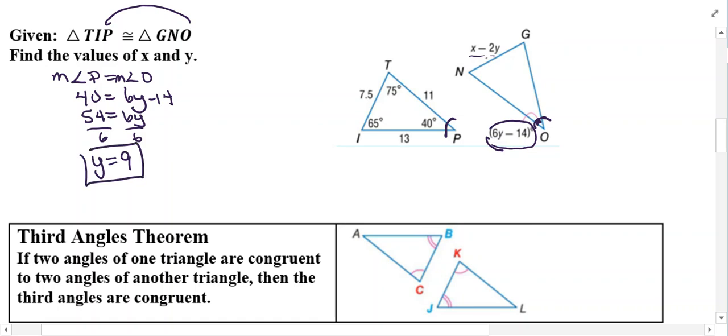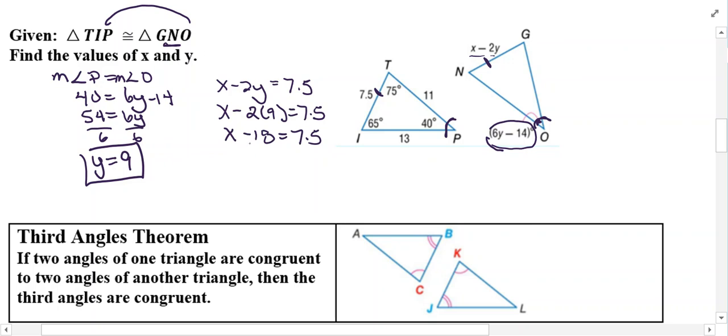Looking at this side here, GN is congruent to TI, which is right here. So I have that x minus 2y equals 7.5. Plugging in the y that I have, x minus 2 times 9 equals 7.5. So x minus 18 equals 7.5. So x equals 25.5.